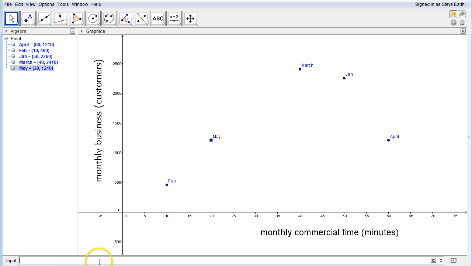So there's May. And then we've got one more month to add, and that's June. June was 30 minutes of commercials aired and 1,960 customers. All right, so there we go. This is a scatter plot of how many customers we got based on the amount of commercials we aired that month.